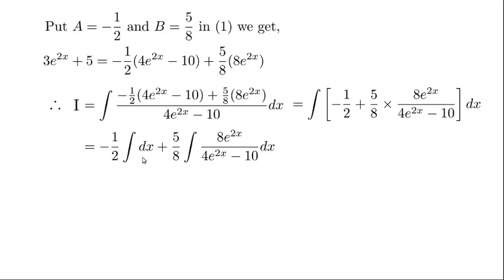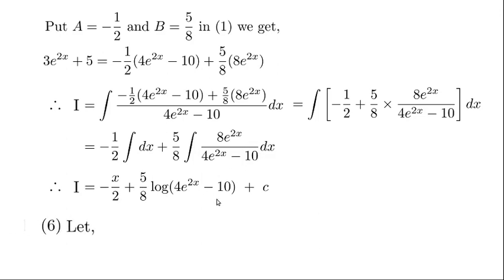Minus half goes out. Integration of dx plus 5 by 8 times integration of 8 e raised to 2x upon 4 e raised to 2x minus 10 dx. And now we can integrate very easily. It gives you minus x by 2 plus 5 by 8 times log of denominator 4 e raised to 2x minus 10 plus c. And here it is I equal to 20 minus 12 e raised to x upon 3 e raised to x minus 4.